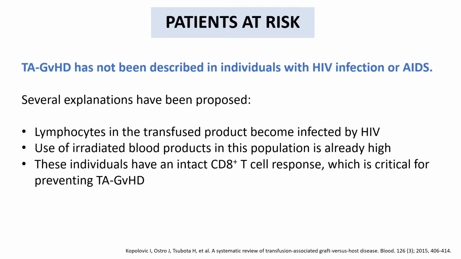Interestingly, TA-GVHD has not been described in individuals with HIV or AIDS, but there are several explanations for this. Lymphocytes in the transfused product become infected with HIV. Use of irradiated products is a norm in this population. Then these individuals have an intact CD8 response, which is critical for preventing TA-GVHD.